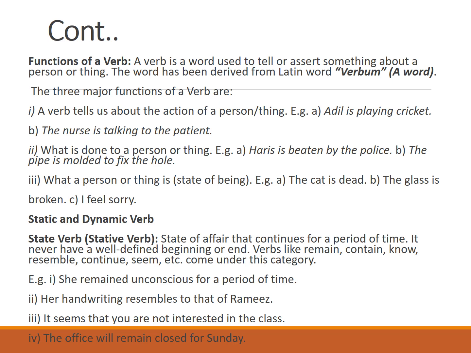So this is a stative form of a verb. Number two, her handwriting resembles that of Ramesh. Number three, it seems that you are not interested in the class. Number four, the office will remain closed on Sunday. So these are stative verbs and the state of being. In all these sentences, you can easily understand the state of being.